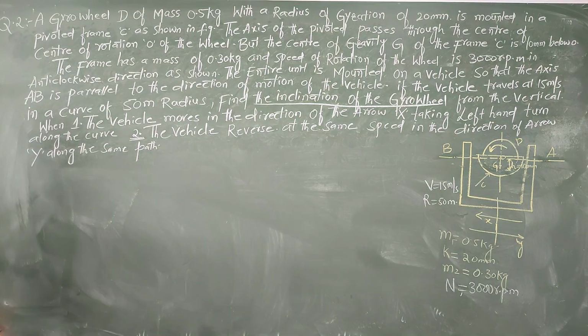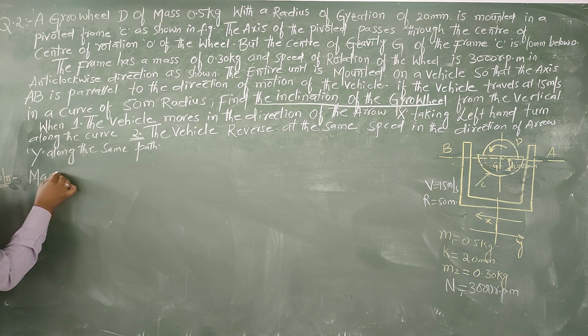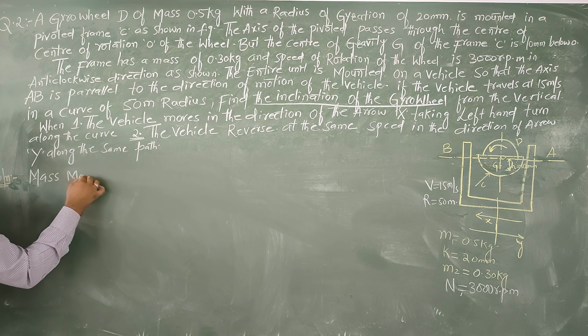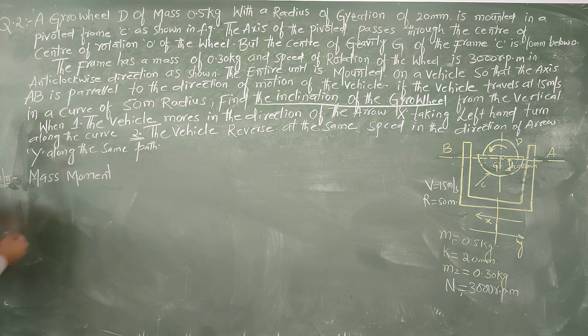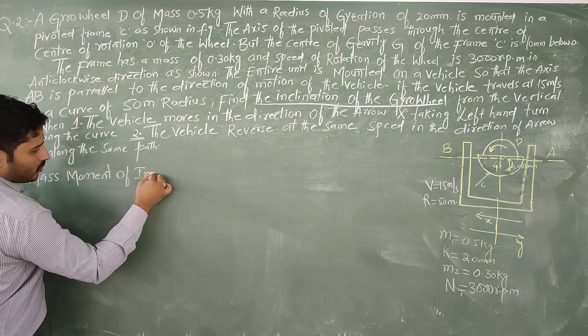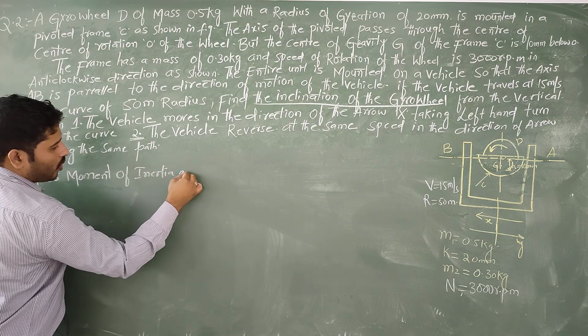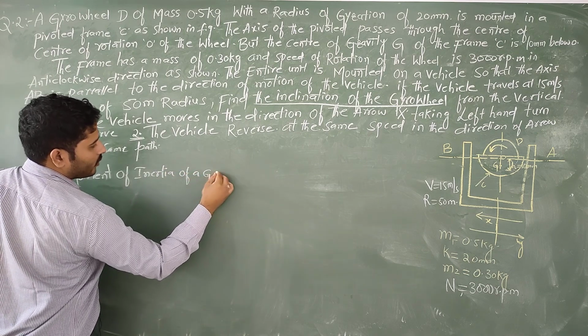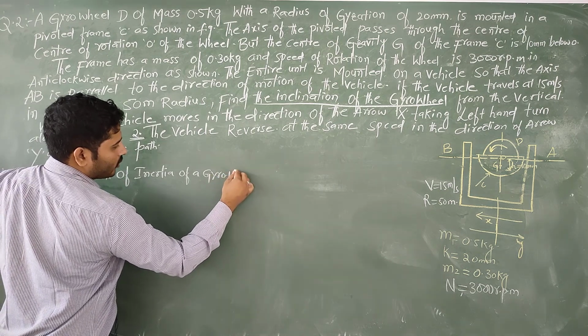Let us see. The first thing we need to find out is the mass moment of inertia of the gyro wheel.